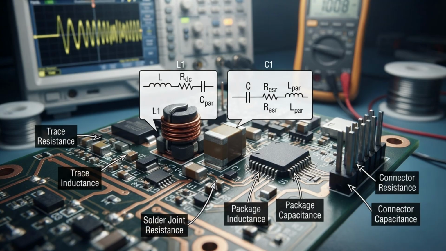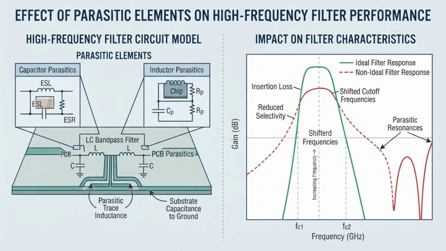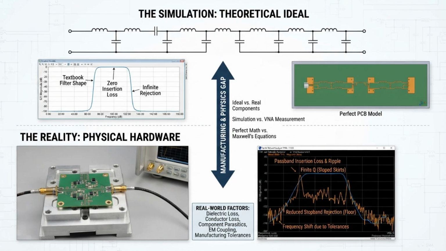Real inductors have series resistance and parasitic capacitance. Real capacitors have equivalent series resistance, ESR, and parasitic inductance. Even the printed circuit board, connectors, solder joints, and package layout introduce additional parasitic effects. As frequency increases, these non-ideal characteristics become more significant, causing insertion loss, reduced selectivity, shifted cutoff frequencies, and unexpected resonances.